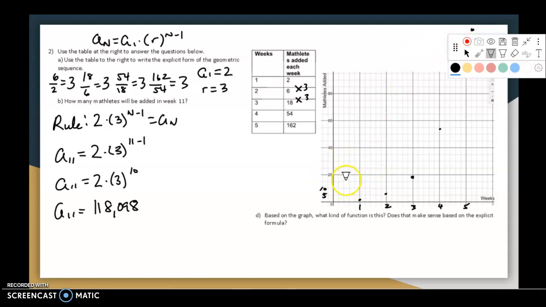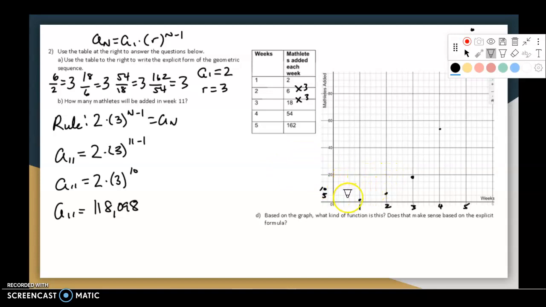Now if we take a look at what we have, we're not going to connect the points because it's a sequence, and you're not supposed to connect the points. There are no numbers in the middle. You can't find the 1.5 term. You can't find the 1.6th term. That doesn't make sense. First term, second term, third term, fourth term, it's a list of numbers. So we're not going to connect the points.